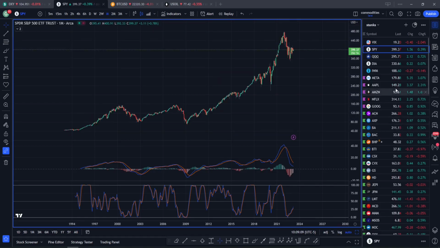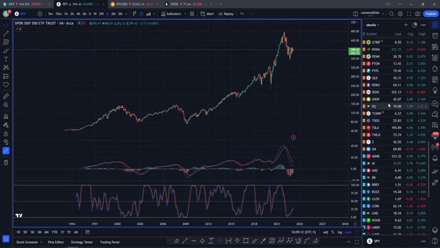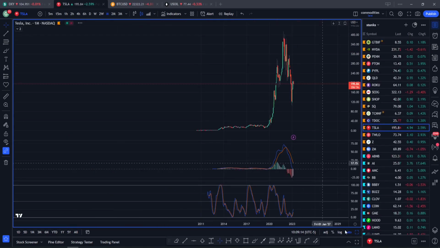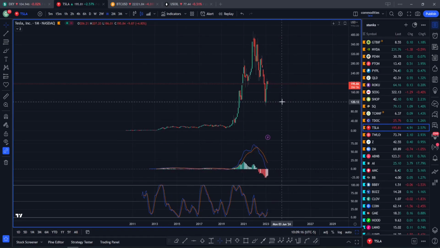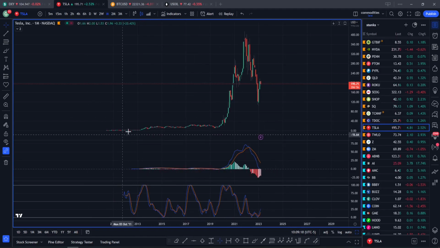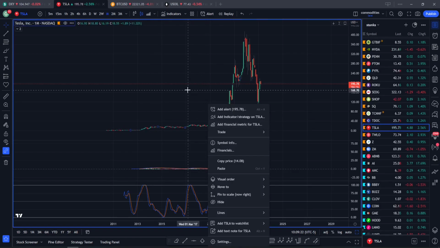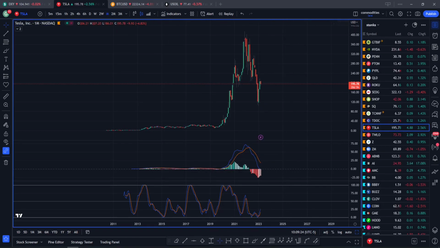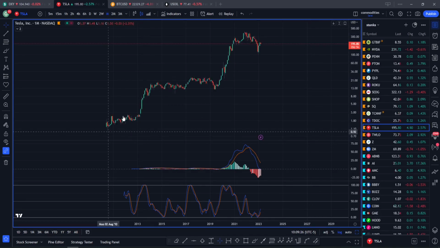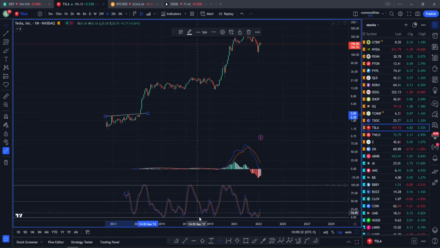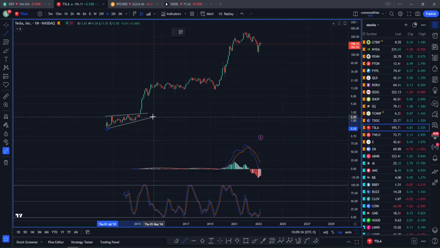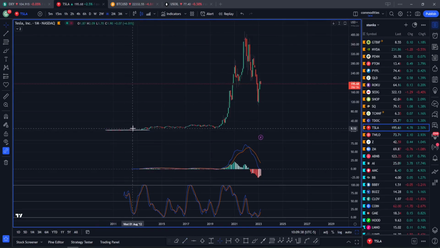Another example of this is we'll go down here to Tesla. If you have Tesla just on normal scale here, you see it looks like nothing, and then all of a sudden boom town. But if you go to log, it makes a lot more sense. You can analyze these charts much easier than you could if it was not on log scale. See, it looks like nothing.